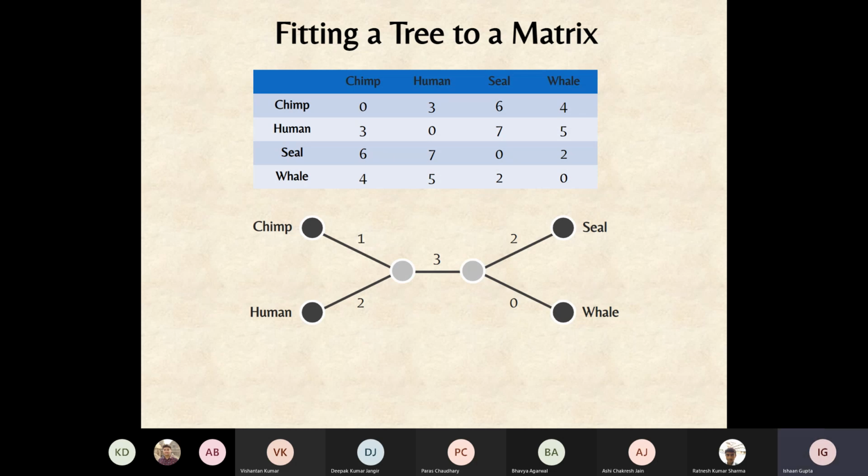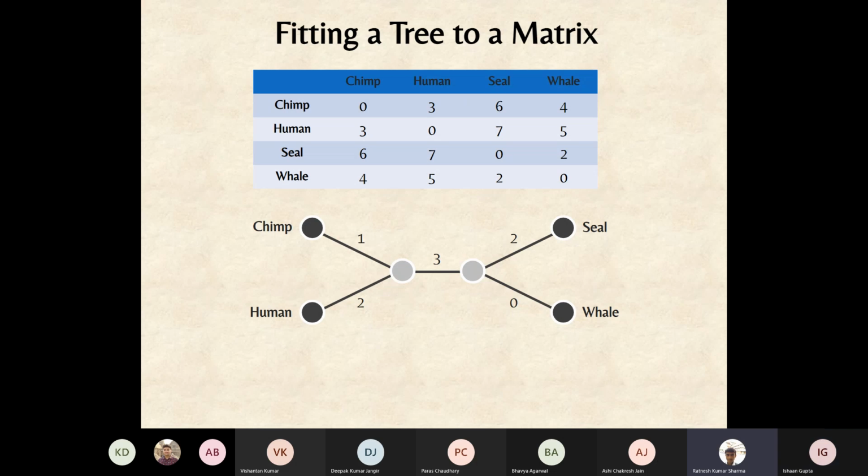If there was some distance matrix where the distance was actually zero, do you need to draw another branch from that node? No, you don't need to draw a branch from that node, but I will come to that case, the kind of trees that we are working with.